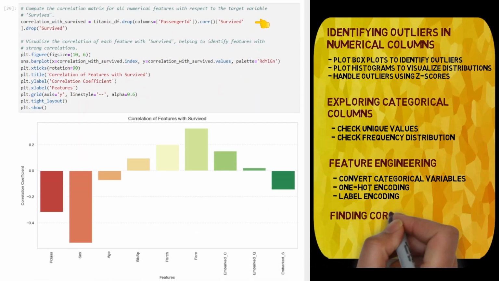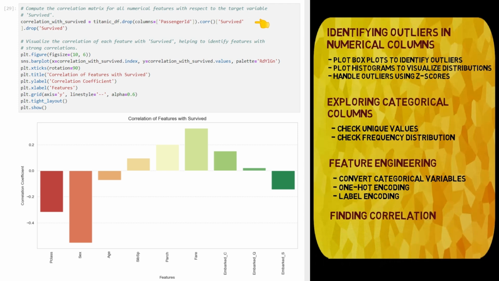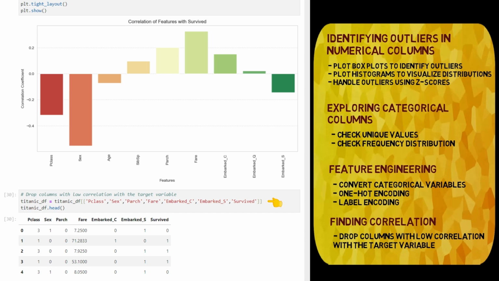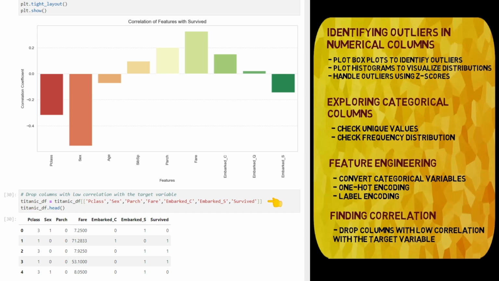Finding correlation. Compute the correlation matrix for all numerical features with respect to the target variable, survived. Visualize the correlation of each feature with survived, helping to identify features with strong correlations. Drop columns with low correlation with the target variable.